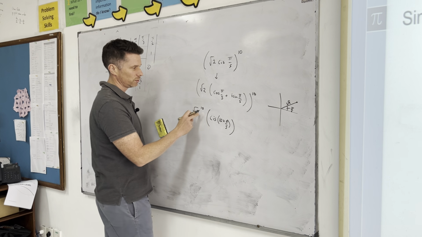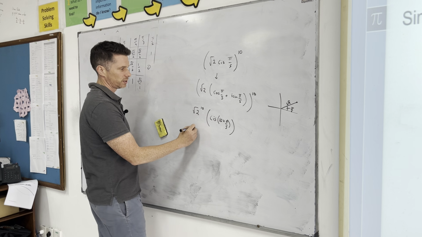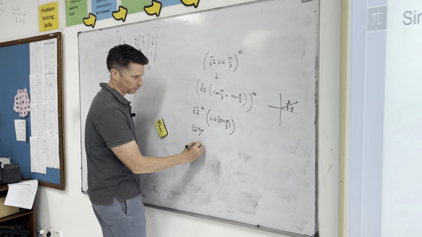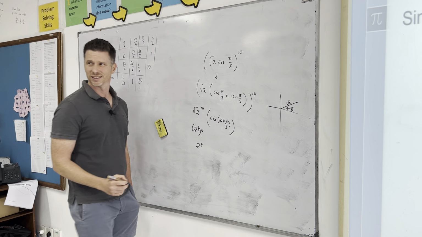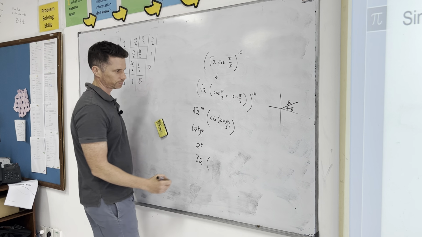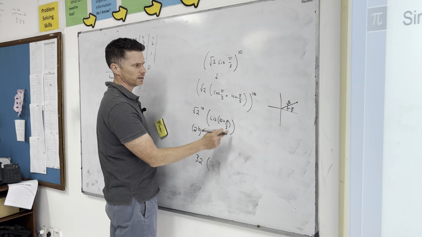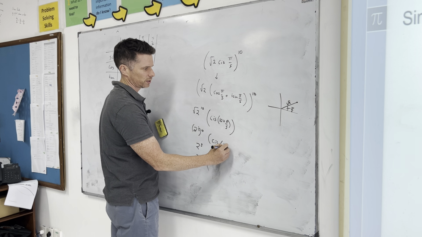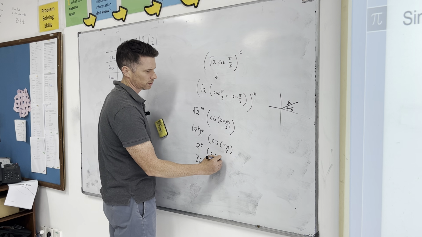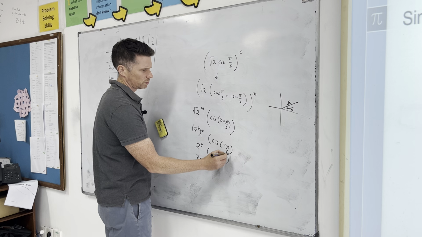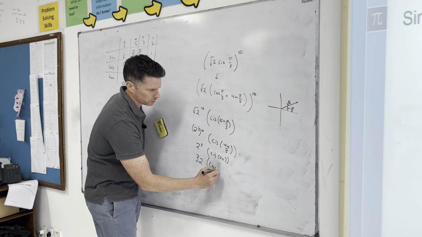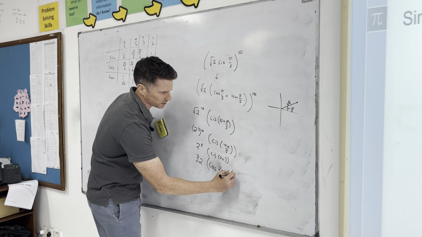What does this look like when it's done? Well, root 2 to the power of 10 is 2 to the power of a half, to the power of 10, which is 2 to the 5, which is an actual number. What's the number? I think it's 32. So that's our modulus. What's our argument? Cis 10 pi over 5. What's that simplified? Cis 2 pi, okay. That's cos of 2 pi plus i sine of 2 pi.